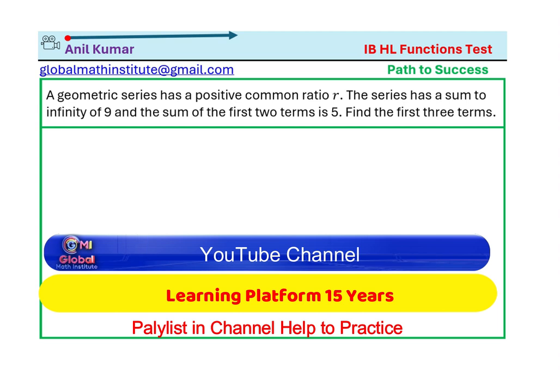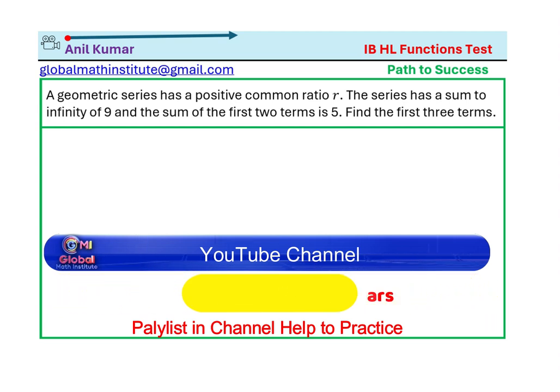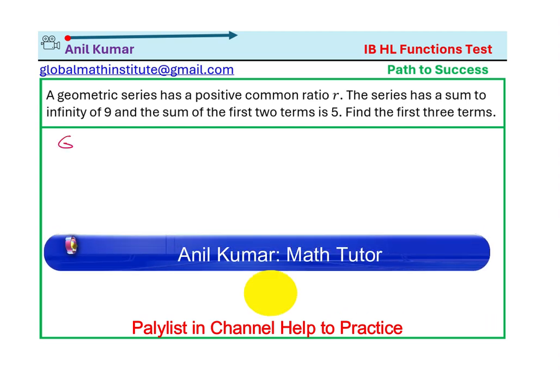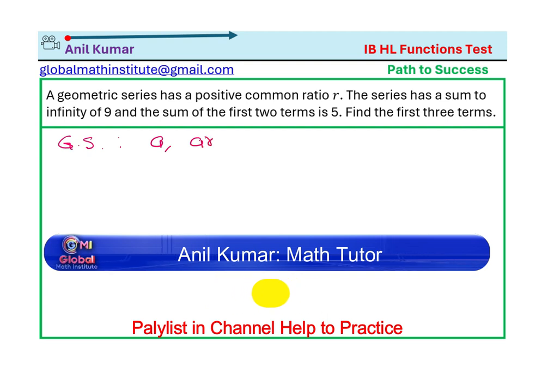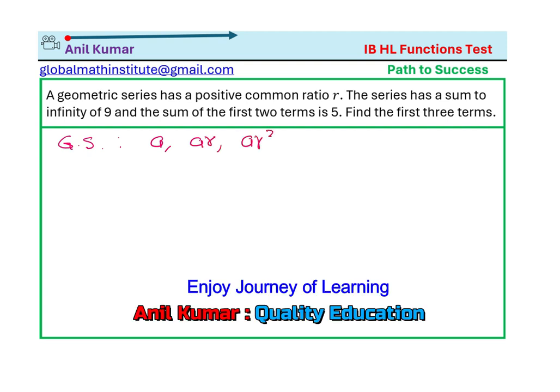Now let's look into the solution of this problem. We are given a geometric sequence. Let's go in steps. That means the terms are multiplied by a common ratio, which is R. And let's say the geometric sequence is a, ar, ar square, and so on.